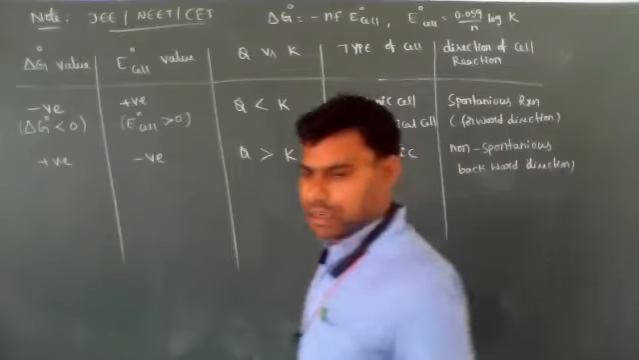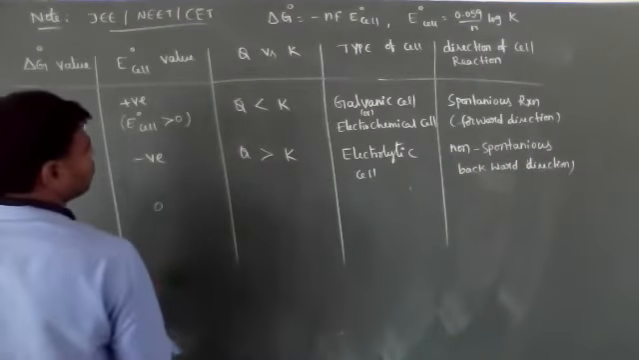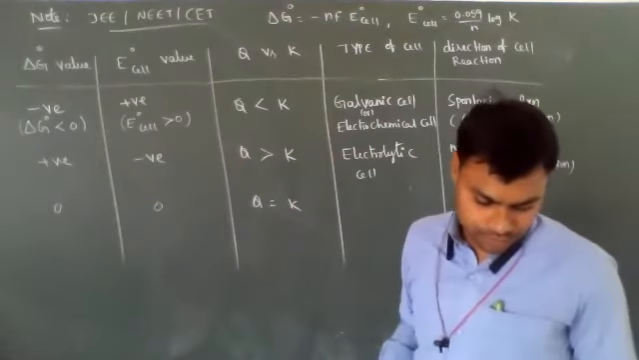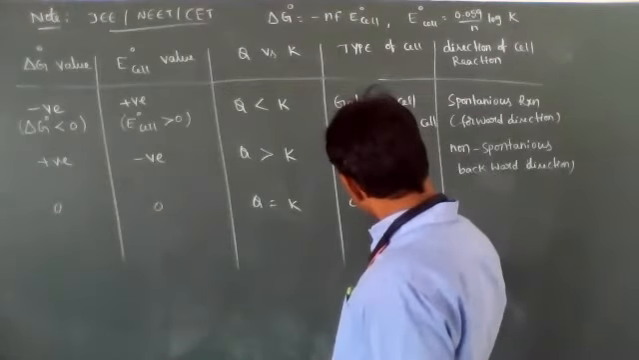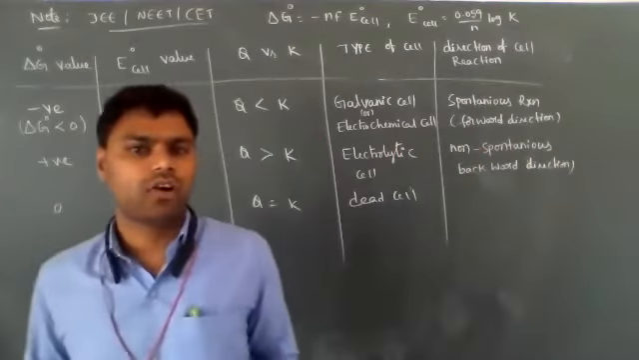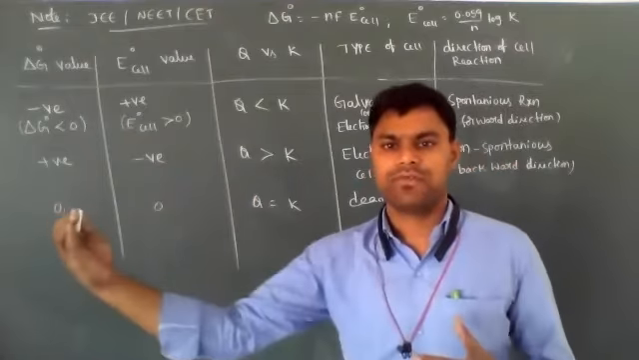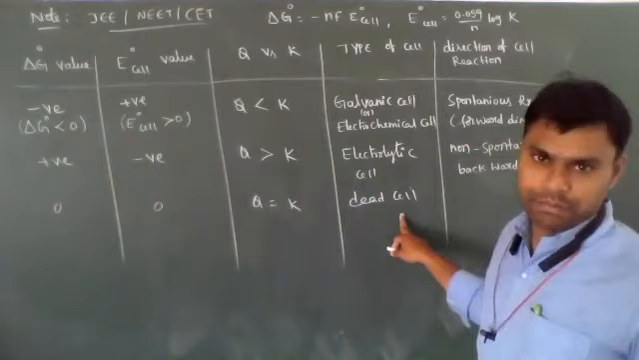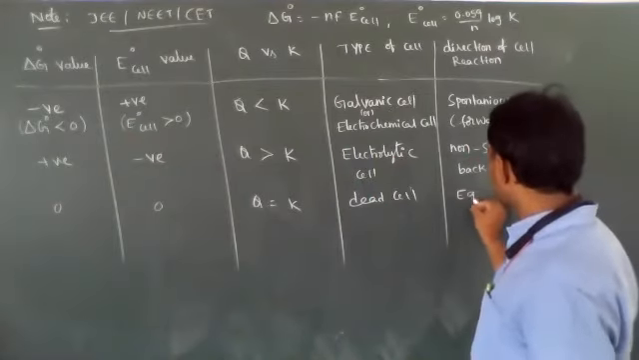Backward direction takes place. Now delta G is 0 and delta G naught is also 0, then Q is equal to K. Then what happens? The type of cell is a dead cell. It does not produce any electricity, and there is no forward reaction and no backward reaction. The cell reaction does not move in either the forward or the backward direction. That type of cell is called a dead cell, and it exists in an equilibrium state.